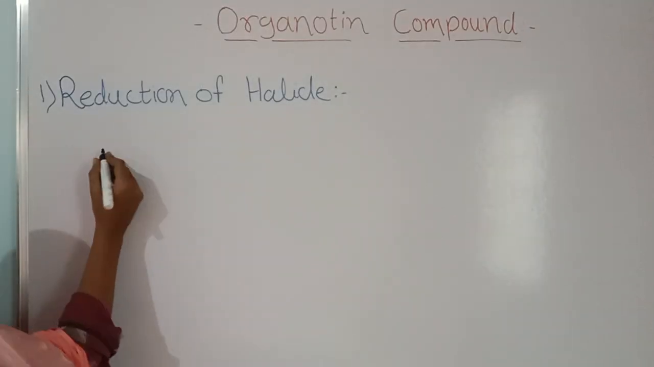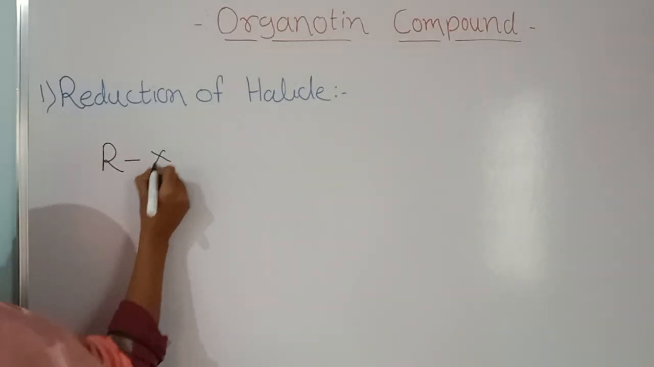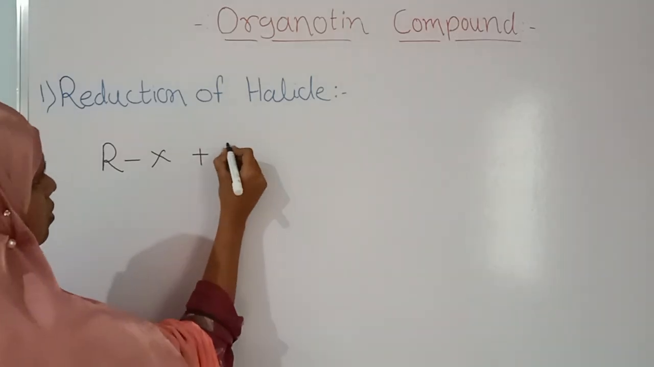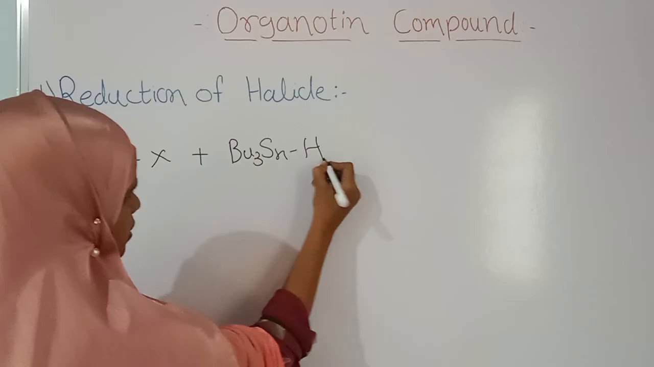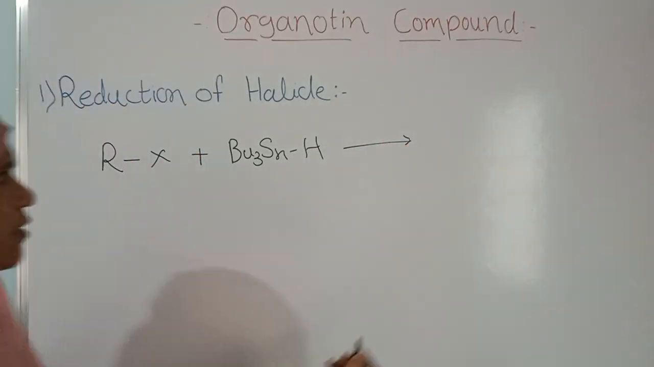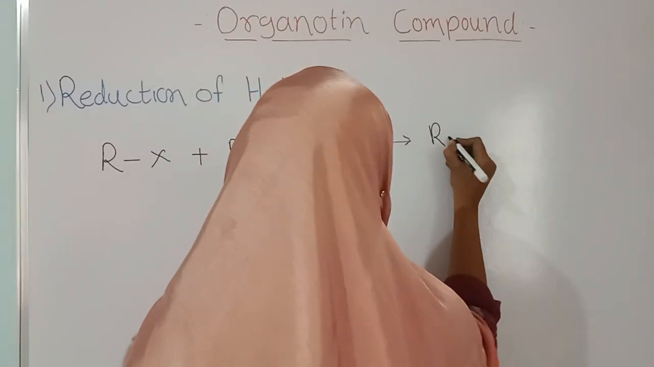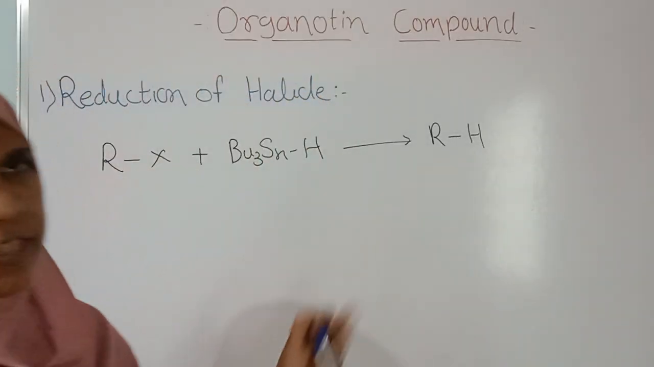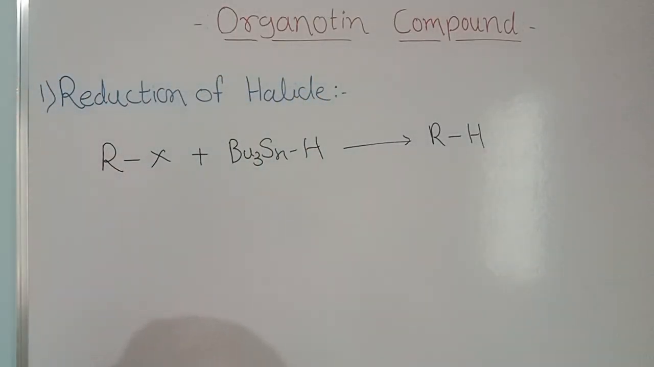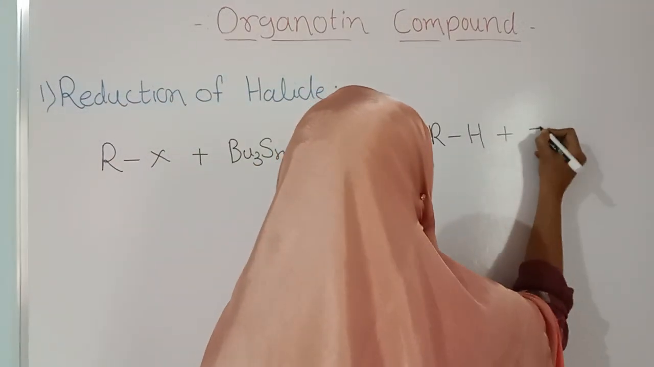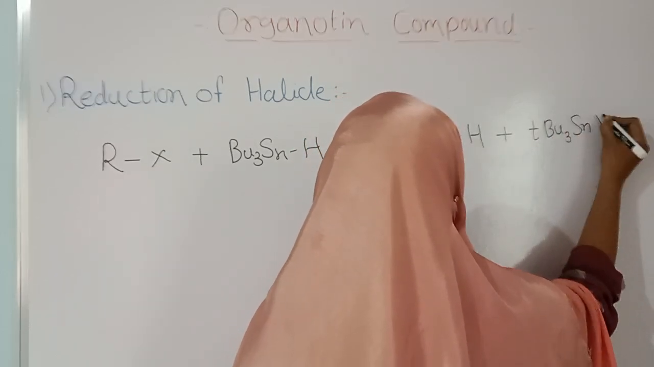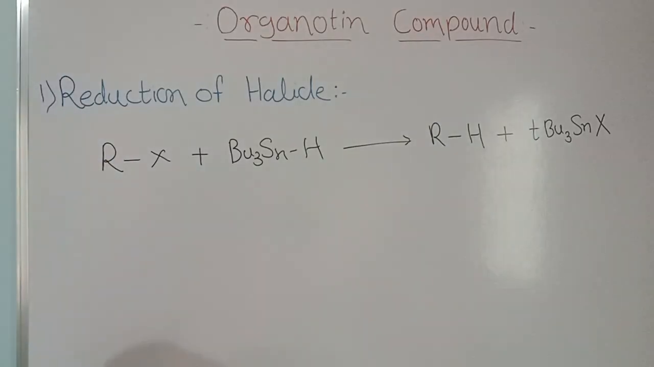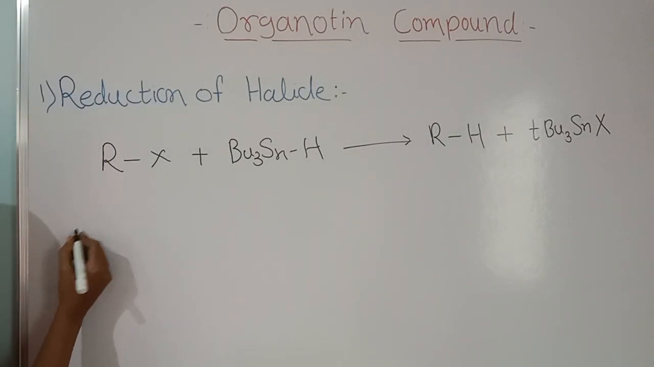General reaction first. RX reacts with tributyl tin hydride. Then we get RH, and the side product is tributyl tin halide. This is a free radical mechanism. Let's see the free radical mechanism.